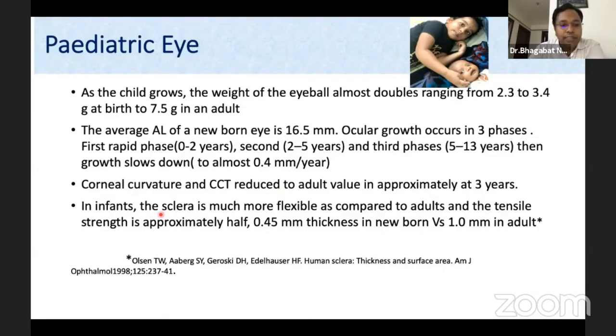In the infant, the sclera is much more flexible compared to adults, and its strength is approximately half. The thickness is 0.45 to 0.5 millimeter, which is almost half of the adult sclera, which is 1 millimeter. These parameters influence tonometry. Till now, no tonometry is independent of these variables. So definitely the IOP should not be the same as in the adult eye.